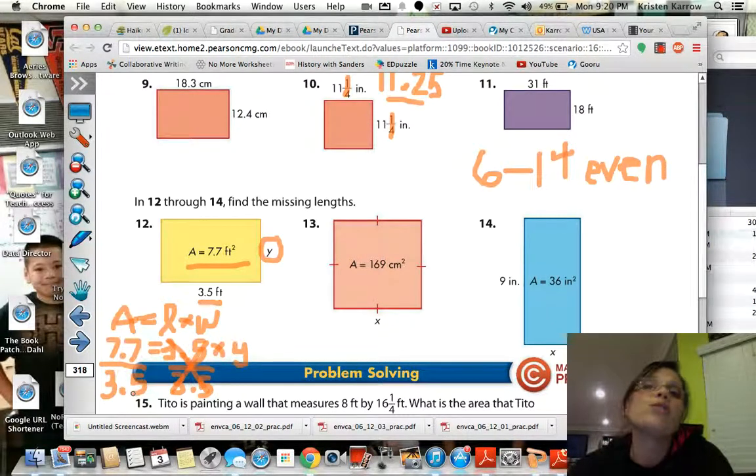And I know there are a group of you that are still working on division of decimals, so if you get stuck, stop, raise your hand, and ask the sub. You can also go back and replay my instruction right now. When you're finished with 6 through 14 even, move on to the next part of the guru and show me that you understand how to find the area of a rectangle.